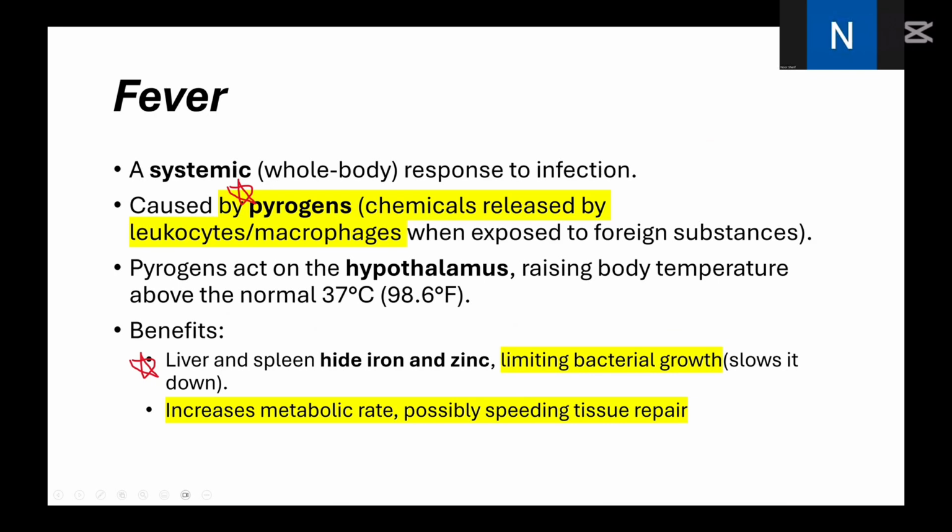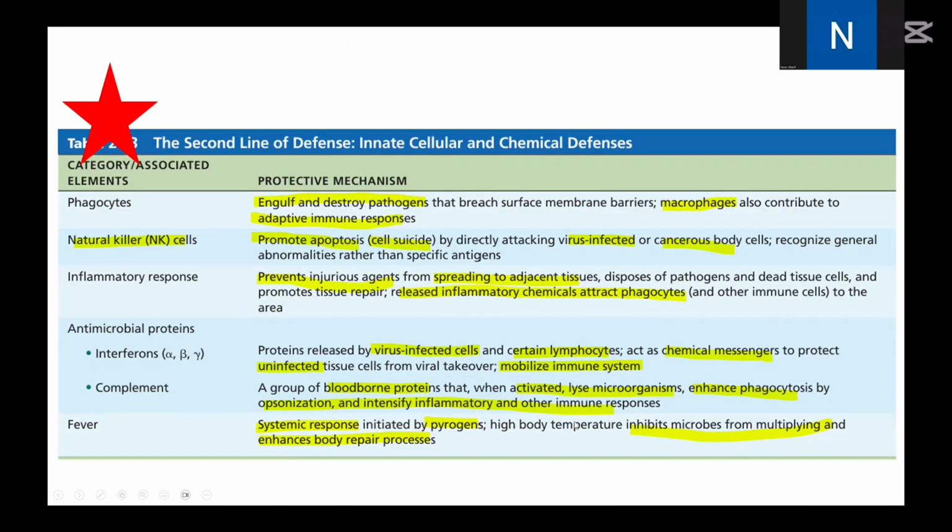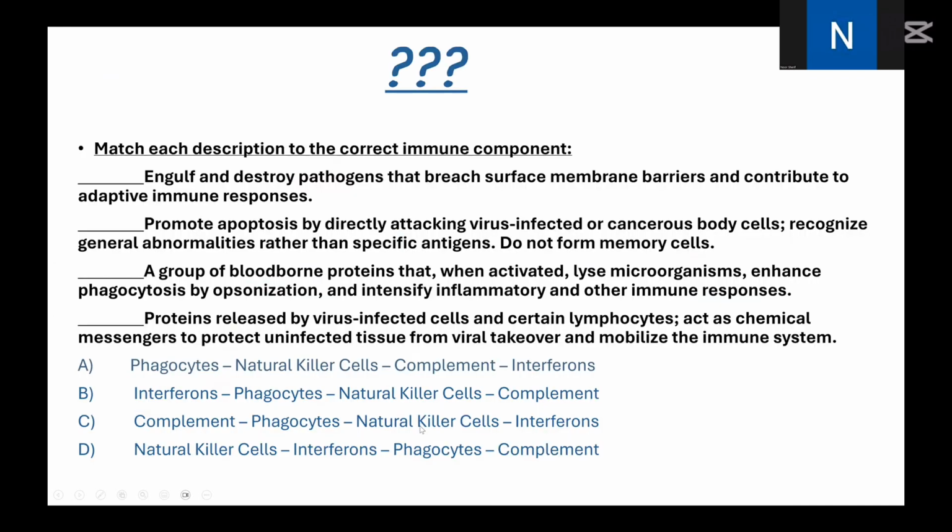Now, fever is a systemic response to infection. Pyrogens, this is an important keyword. It is released by leukocytes and macrophages. It acts on the hypothalamus, which raises body temperature. I already said this information, it is important, and it also increases metabolic rate, which speeds up the healing process. Now, this table is also very important. Try your best to memorize and understand every single part of it.